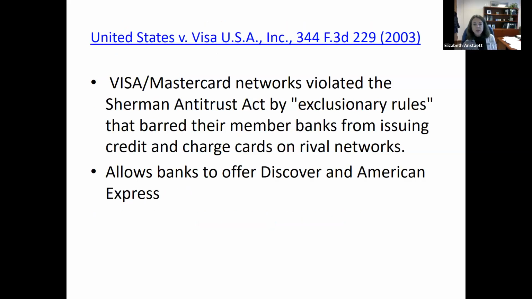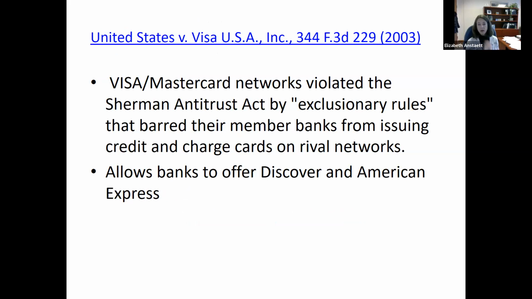They also allowed the merchants to offer other types of cards. So prior to this case that's referenced in your notes, they did not allow someone who offered Visa and MasterCard to offer Discover or American Express, except under certain limited situations. But as part of the settlement of some of these cases, they have now allowed that.